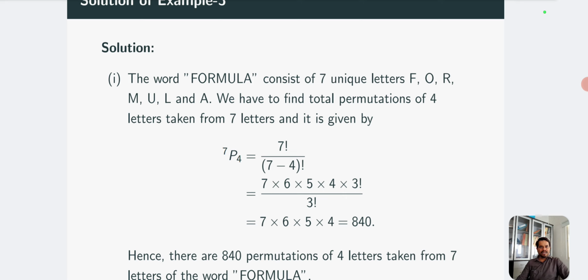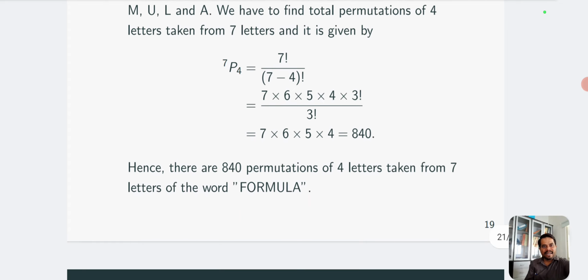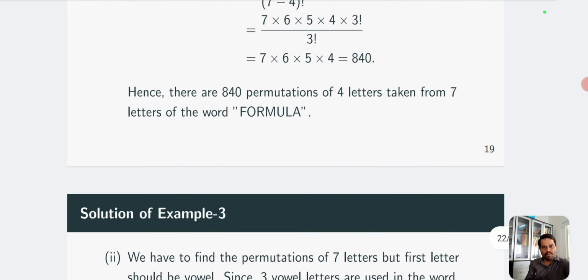For the first question, we have to find the permutation of 4 letters. The word formula consists of 7 unique letters, not repeated, all different. So we find the total permutation of 4 letters taken from 7 letters. Using the formula nPr is equal to n factorial upon n minus r factorial, we calculate and get the answer 840. Hence there are 840 permutations of 4 letters taken from the 7 letters of the word formula.